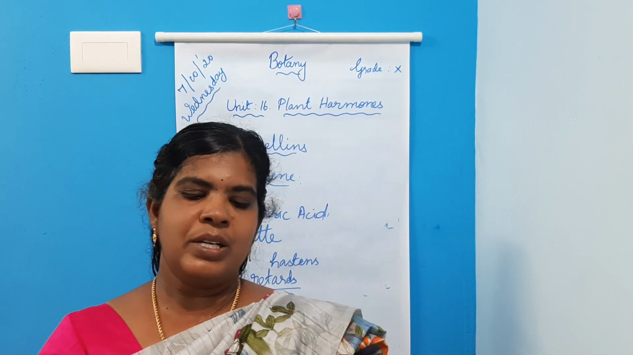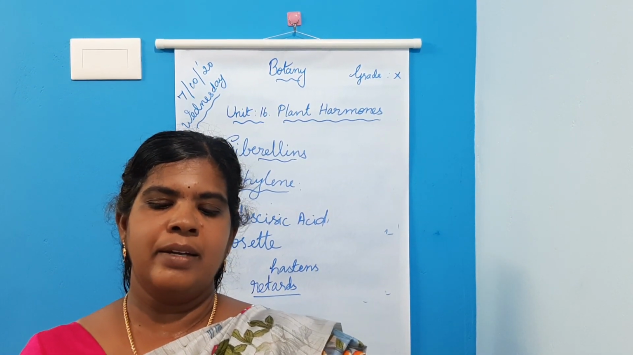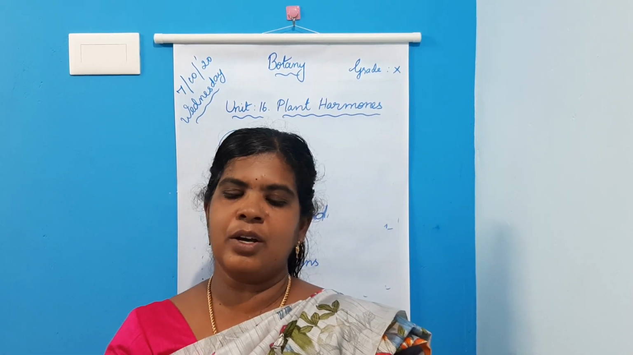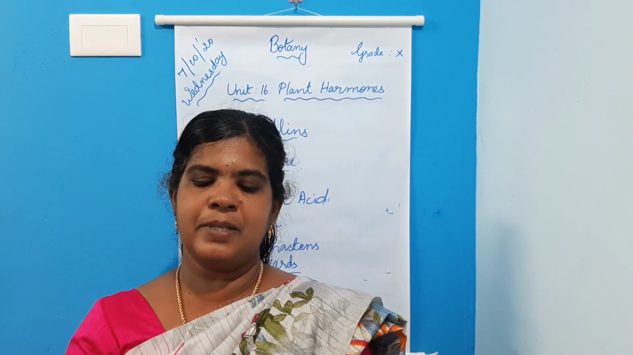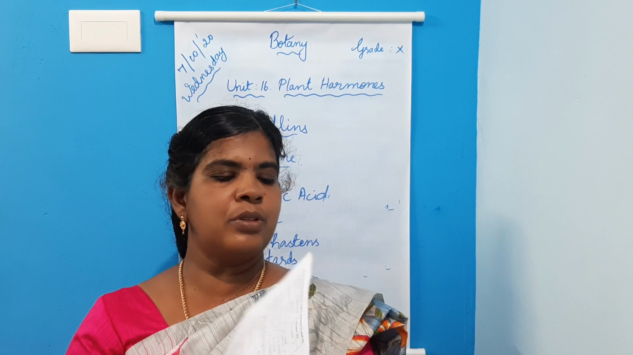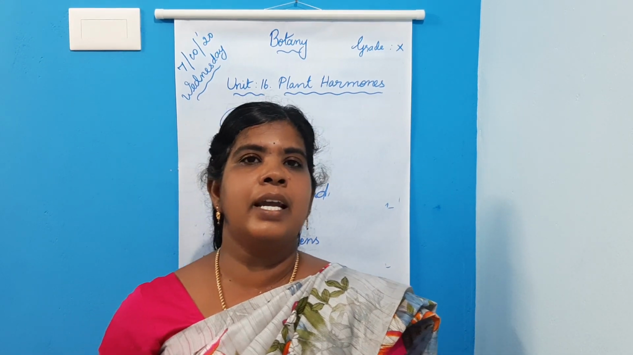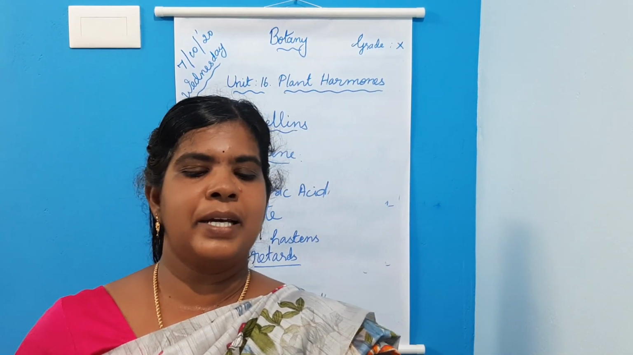Which hormone is known as the stress hormone in plants? Abscisic acid, right? Why? On page 232, under the heading abscisic acid, mark the first paragraph.